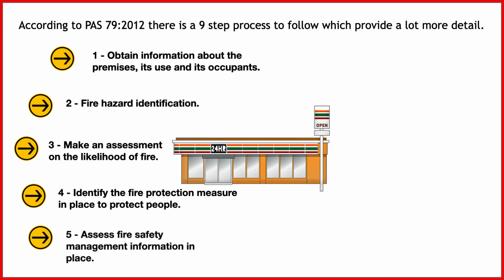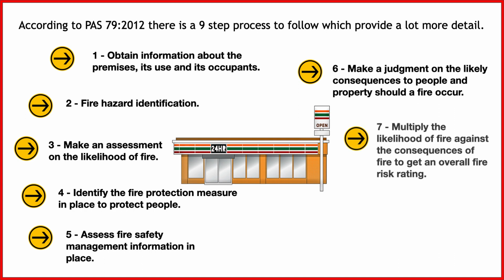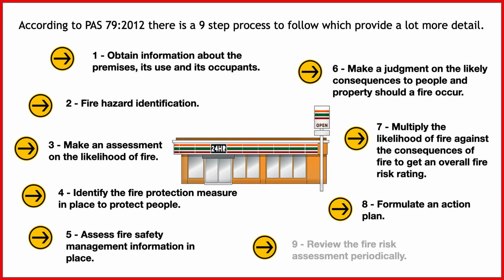2. Fire hazard identification. So again, looking at elements of the fire triangle: sources of ignition, sources of fuel, and sources of oxygen. 3. Taking into account steps 1 and 2, make an assessment, a subjective assessment on the likelihood of fire occurring. 4. Identify fire protection measures in place to protect people. Are there escape routes that are accessible? Are there fire safety doors? Are there fire extinguishers? Is there a sprinkler system in place?